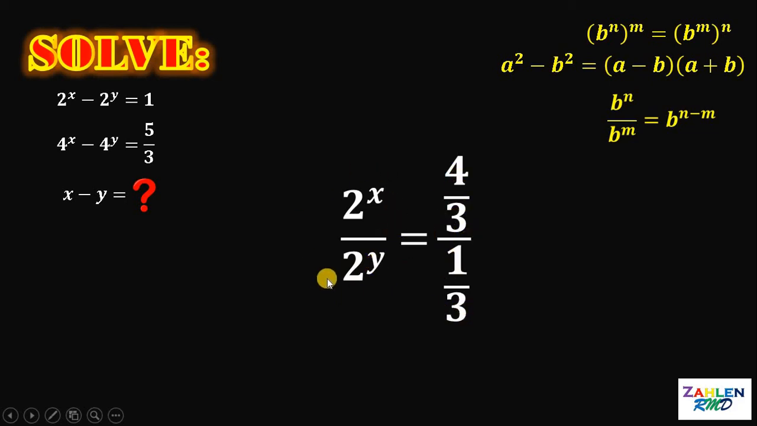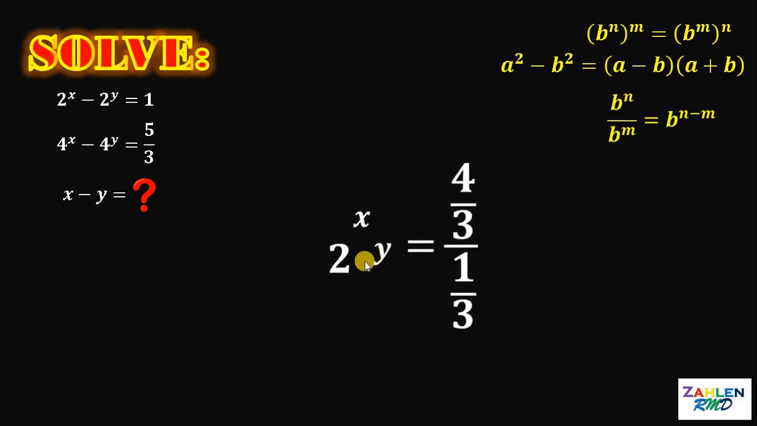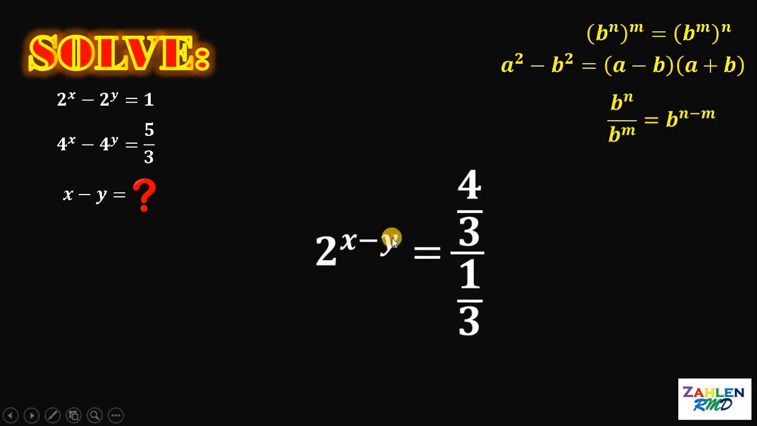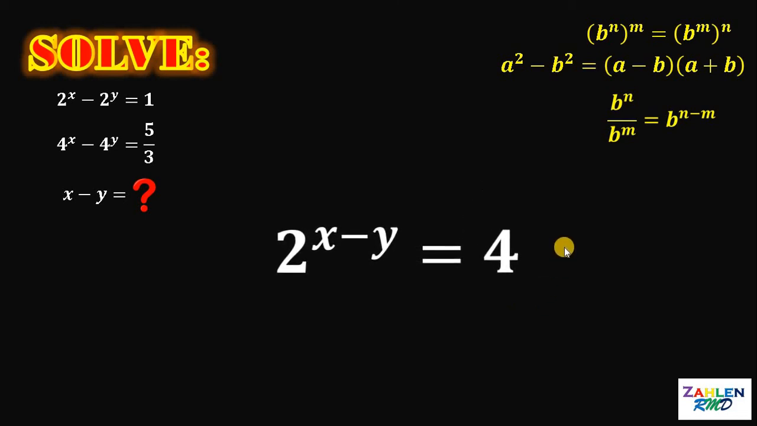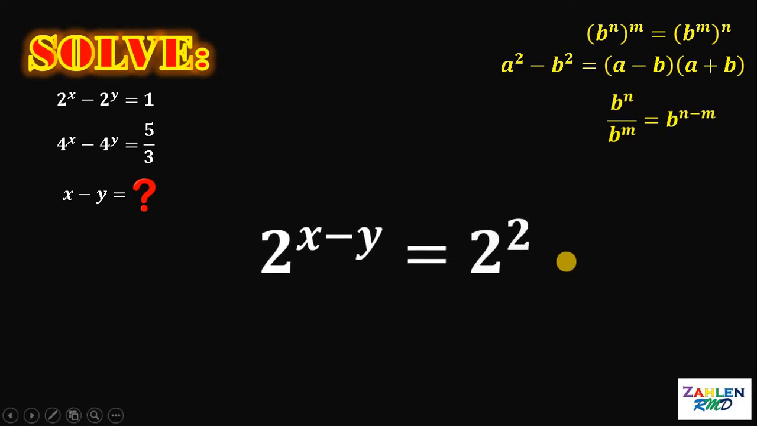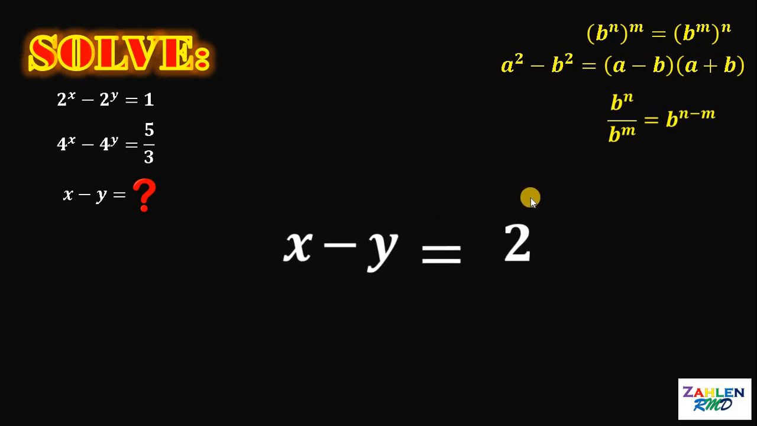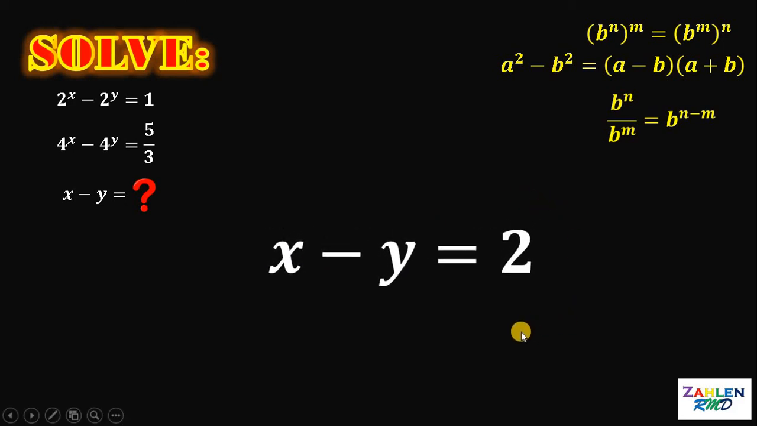And 2^x over 2^y will give us 2^(x − y). Applying this law of exponent, it's equivalent to (4/3) over (1/3), or simply just 4. Now, take note that 4 is just 2 squared. Since we have the same base and they are equal, it follows that their exponents must be equal. Therefore, we can say that the value of x minus y must be 2.